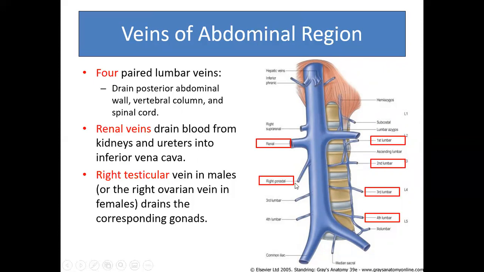And we also have the testicular vein in the case of male, and also the ovarian vein in the case of female, the gonadal veins, that drain into the inferior vena cava.